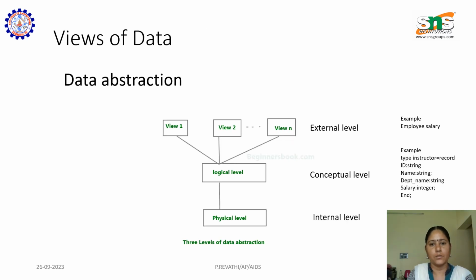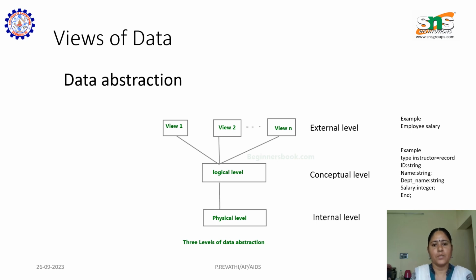Physical level or internal level. This is the lowest level of abstraction. This level describes how a record is stored. Logical level. This level of abstraction describes the type of stored data and the relationship among the data. Example: type instructor = record, id: string, name: string, department name: string, salary: integer, end. How is the table stored in the database? It is stored in a table format.